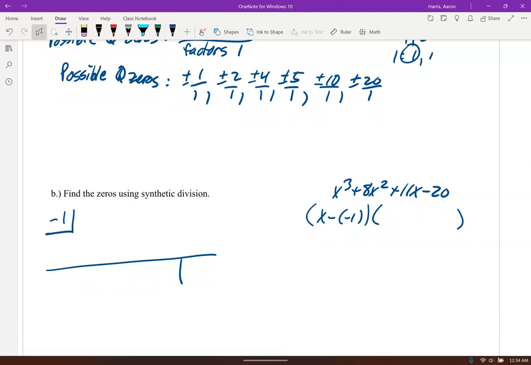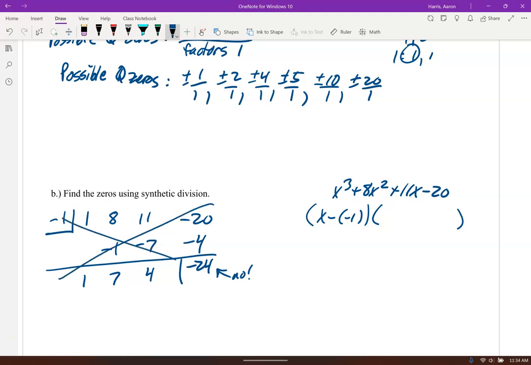I put the coefficients of the x cubed plus 8x squared plus 11x minus 20, and let's see if it has a remainder of 0. Drop the 1 down. 1 times negative 1, 8 minus 1, 7. 7 times negative 1, negative 7. 11 minus 7, 4. 4 times negative 1, negative 4, negative 24. Okay, doesn't work, it's not 0.